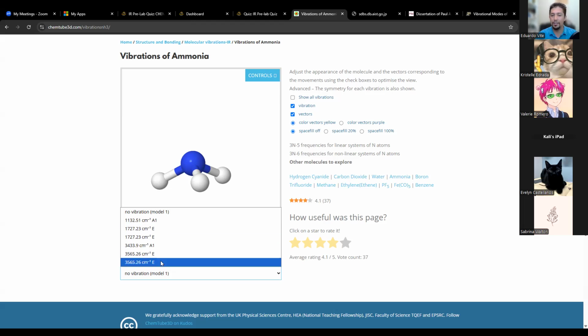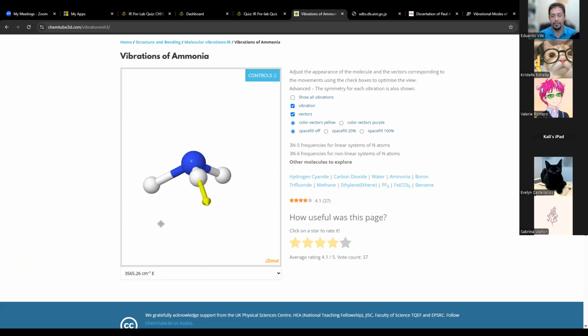So let's start with the highest energy one this time. Look at this. You have an asymmetric stretch of only 2 bonds. This one's standing still. You see that? That one is just there. It's not moving. Only the back 2 are moving, right?